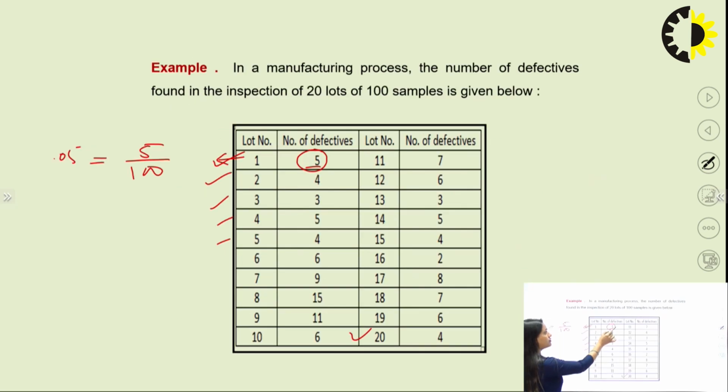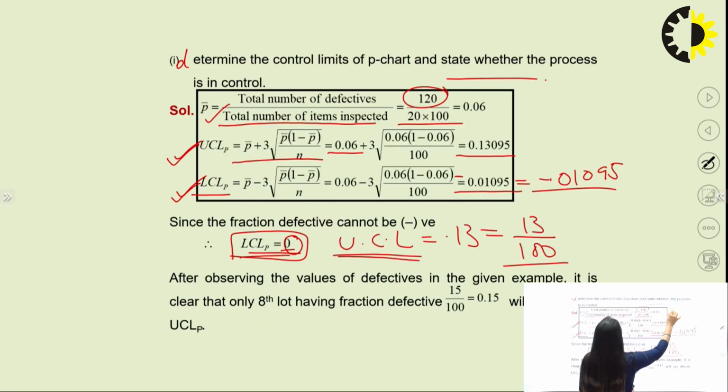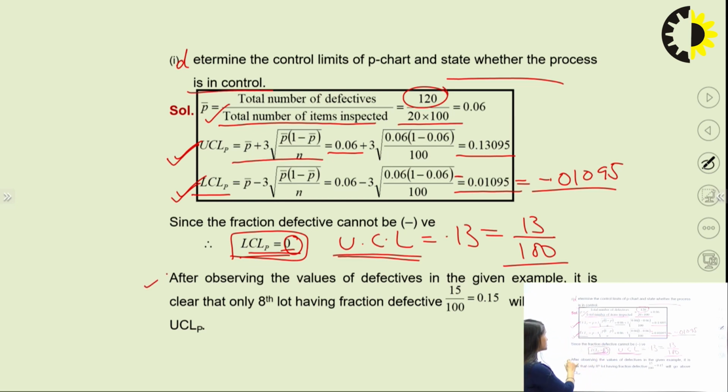So now you see here out of 100, 5 are defective, 4 are defective, 3, 5, 4. And when we examine, we can find that 15 is here. Now this 15 is greater than 13. It means for this particular value the process is not under control, and that's what is being asked: state whether the process is in control or not. So after observing the values of defectives in the given example, it is clear that only the 8th lot has fraction defective 0.15, meaning out of 100 samples, 15 are defective, which goes above the upper control limit. So we cannot consider it, and hence the process at this position is not under control. So this was about the P chart.